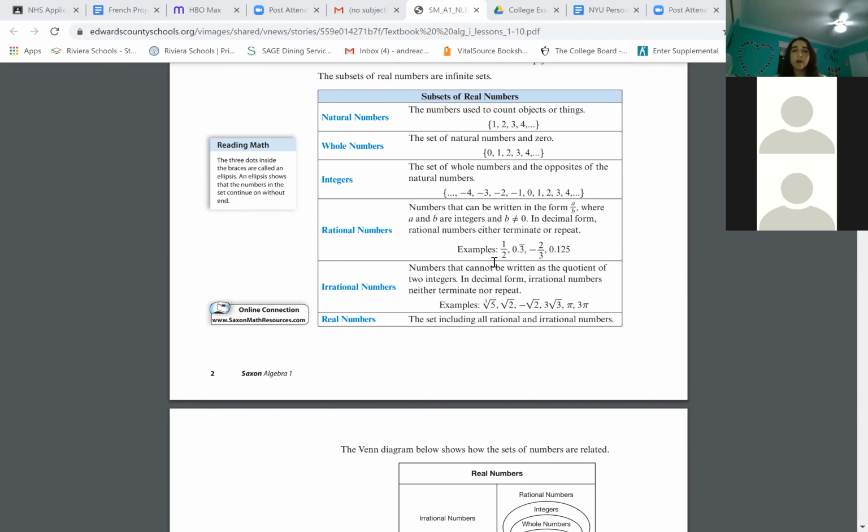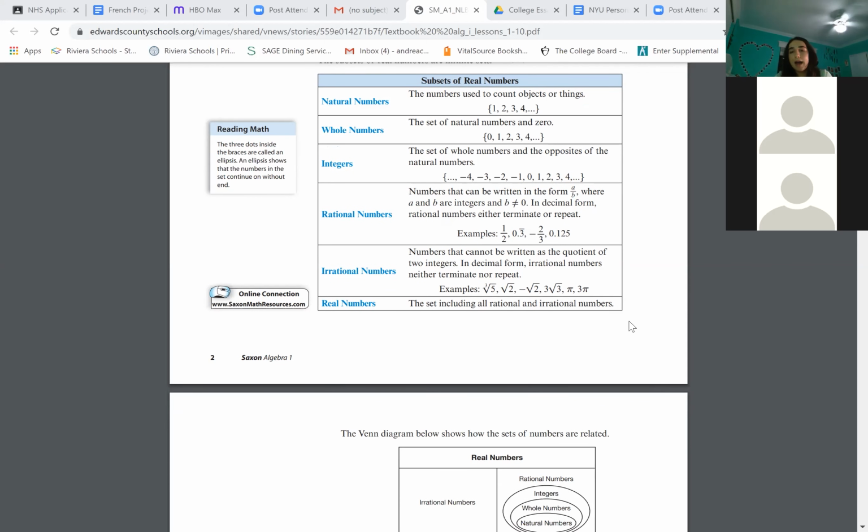Rational numbers are any numbers, like fractions, so numbers that aren't whole numbers are included in rational numbers. Then irrational numbers are numbers that go on and on and on. They don't repeat, and so pi would be an irrational number.